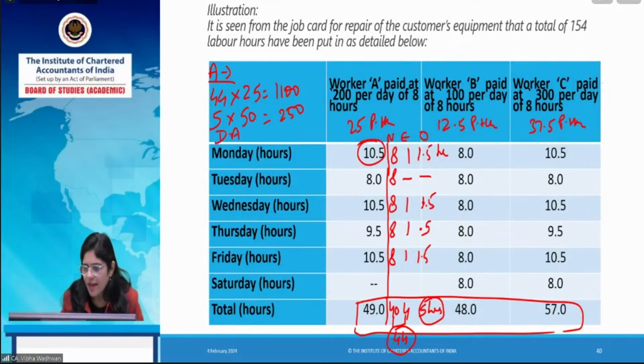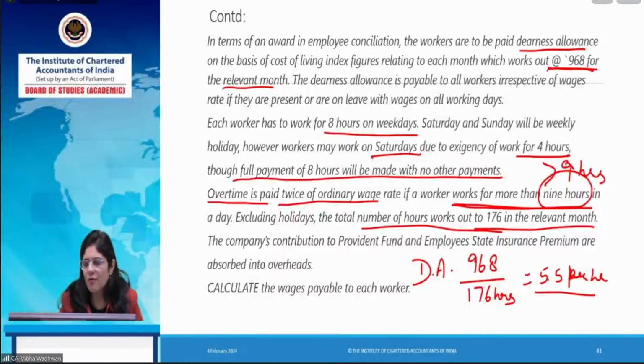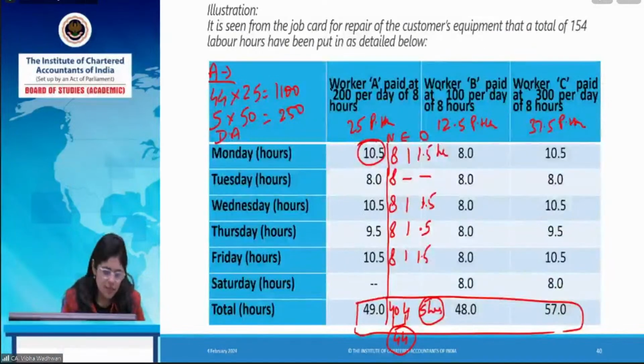And then DA. We have calculated the rate per hour. 5.5 per hour is DA. The total amount of DA paid divided by the total hours. So DA is 5.5, 5.5 into the DA for the total hours. 44.